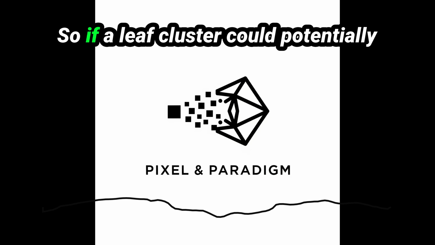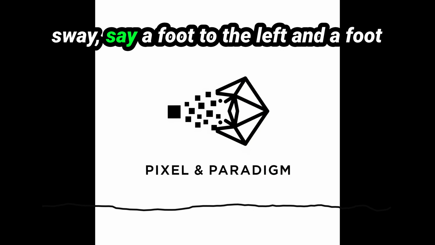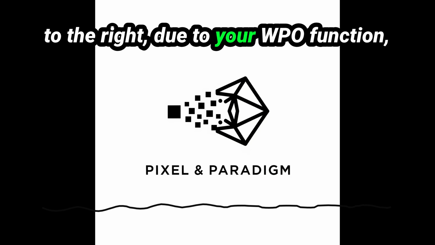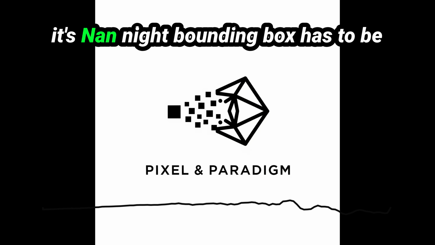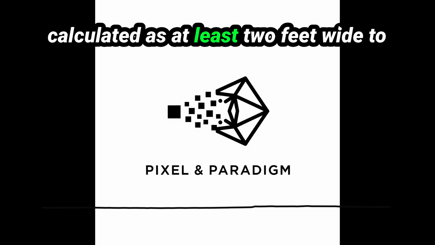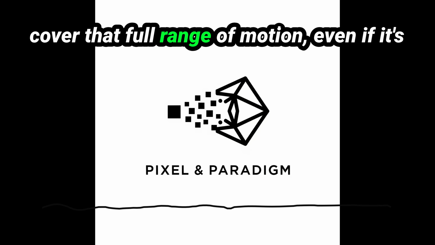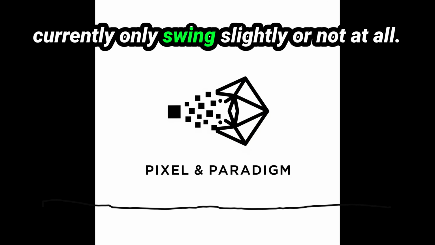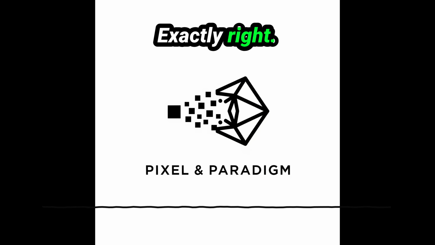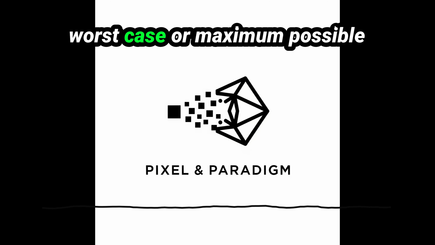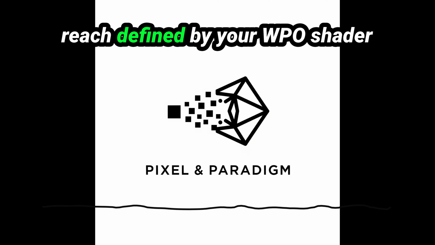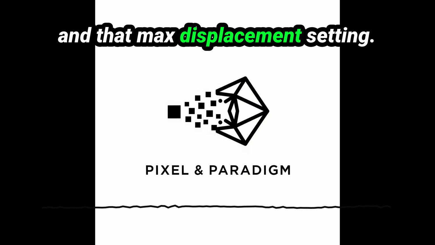Okay. So if a leaf cluster could potentially sway, say, a foot to the left and a foot to the right due to your WPO function, its Nanite bounding box has to be calculated as at least 2 feet wide to cover that full range of motion, even if it's currently only swaying slightly or not at all. Exactly right. The system has to account for the worst case or maximum possible reach defined by your WPO shader and that max displacement setting.